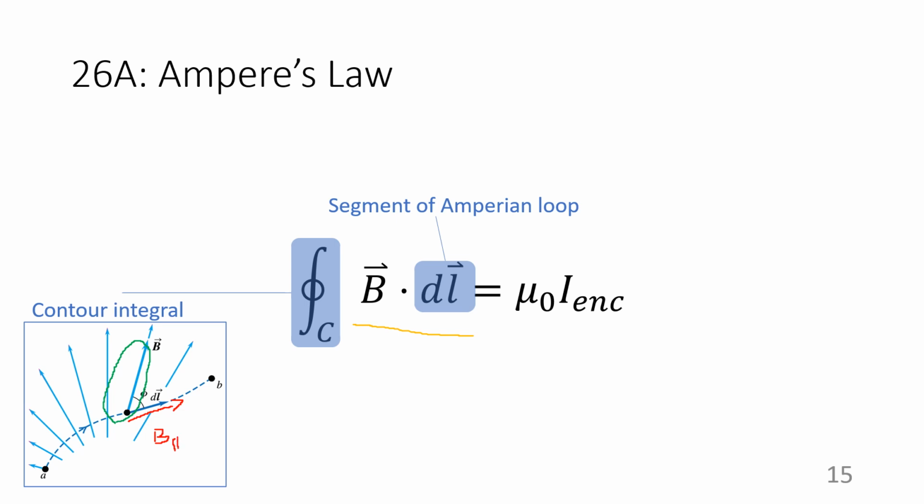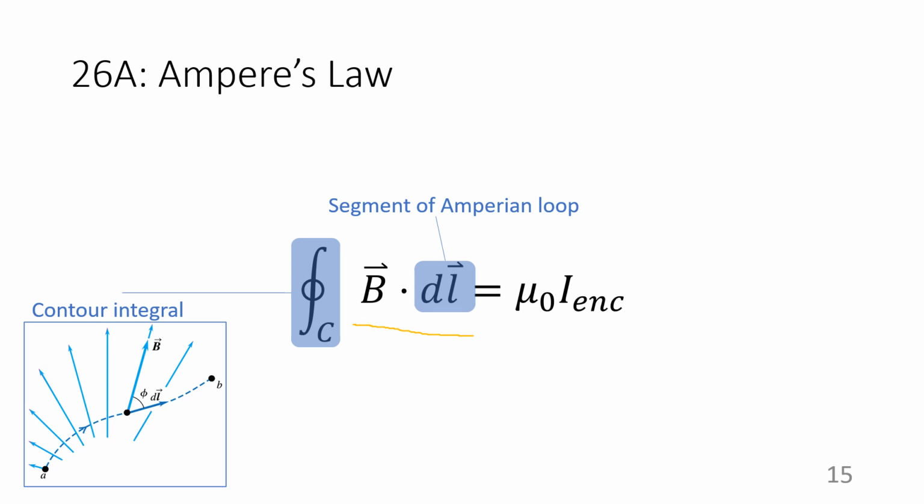The other component, or sorry for the bad drawing, B perpendicular, will not really contribute to the actual contour integral, owing to the fact that B perpendicular dotted to dl is just equal to 0. Now, because of this, we get the meaty or the relevant parts of B and add them together. So good, the left-hand side is done.